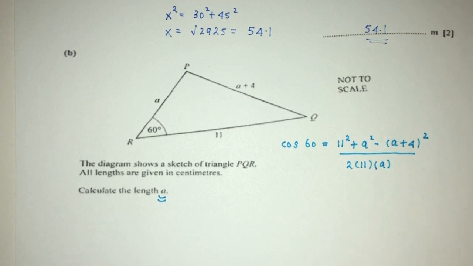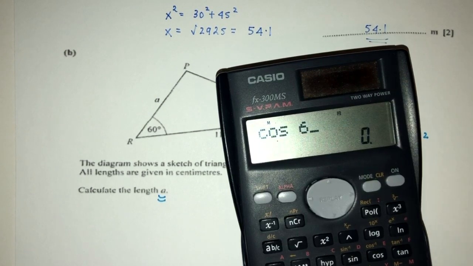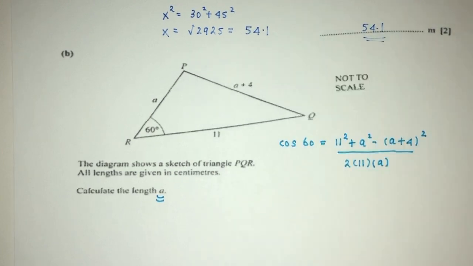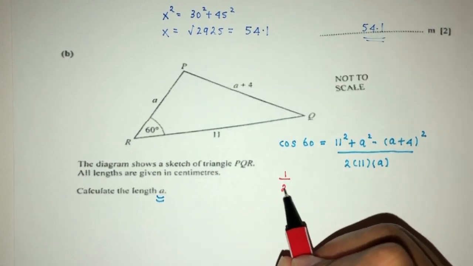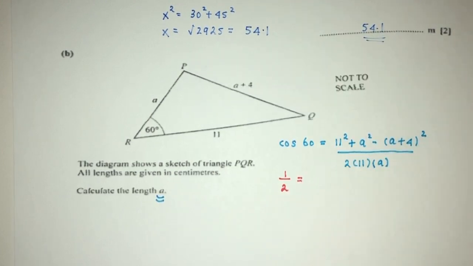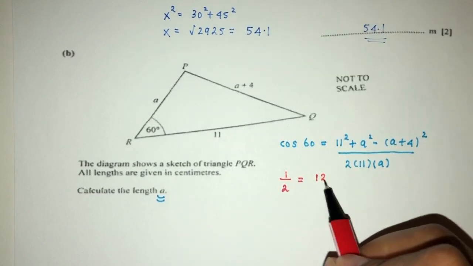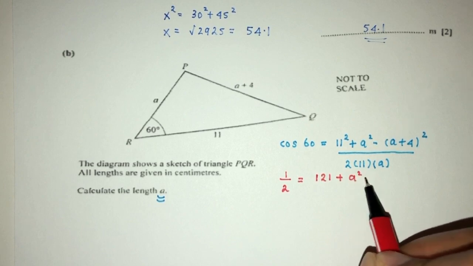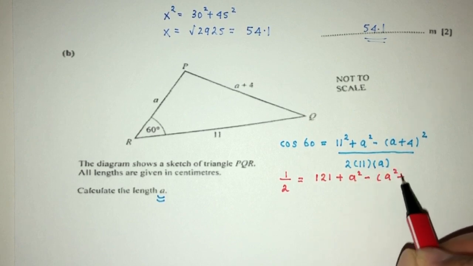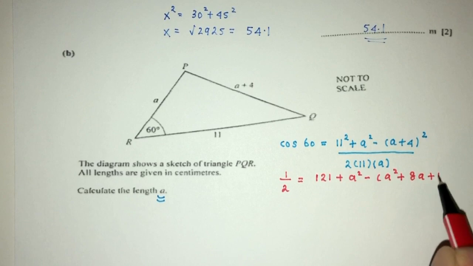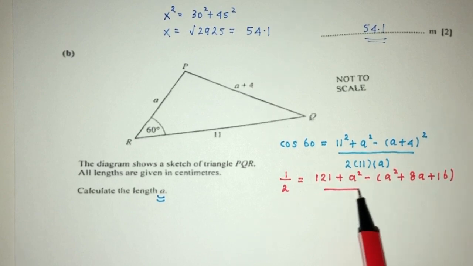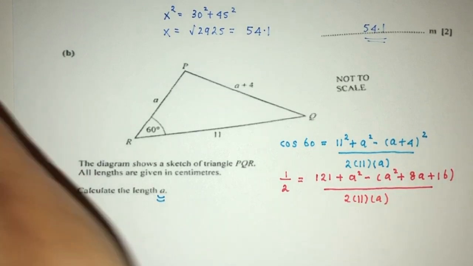Now we have to solve one by one. What is cos of 60? Cos of 60 will be 0.5, which is half. So half has to be, this 11 squared will be 121. So 121 plus a squared minus, that should be a squared plus 8a plus 16, divided by the value of 2 times 11 times a.